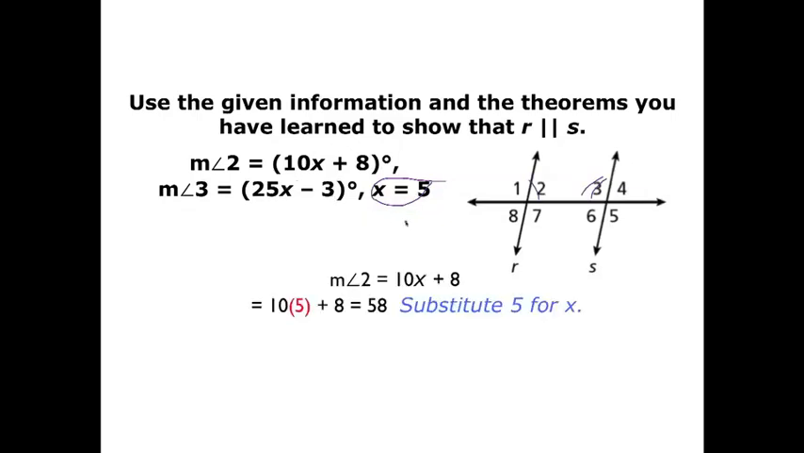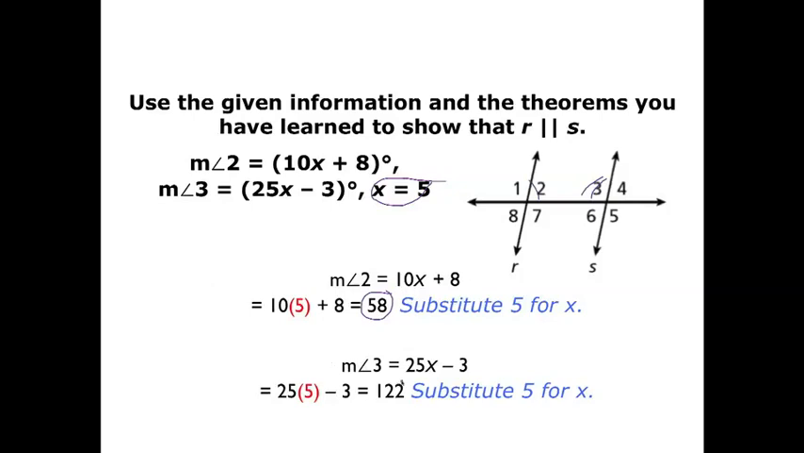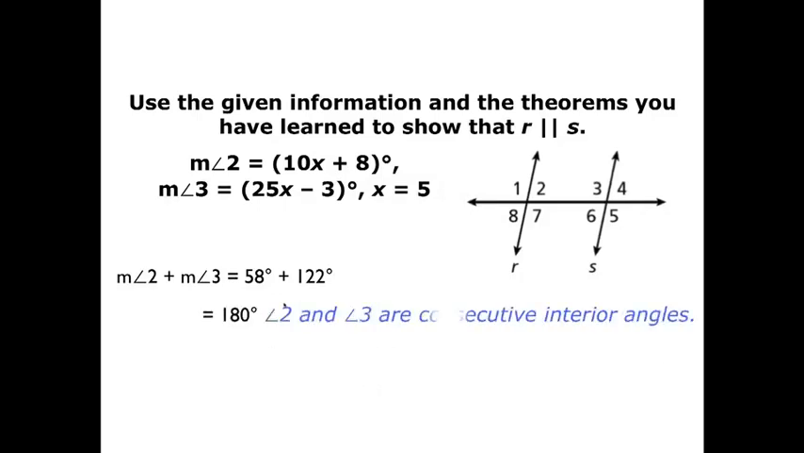When we do angle 2, we get 58 degrees. And when we plug in 5 for x in angle 3, we get 122 degrees. Well, a little quick mental math is going to tell us they do add up to 180. That's what we wanted to see. So when we put them together, we get 180 degrees. And because they're consecutive interior angles that sum to 180 degrees, we know our lines are parallel because that's our rule. That is the consecutive interior angles theorem converse. Those lines are parallel because the two consecutive interior angles are supplementary.